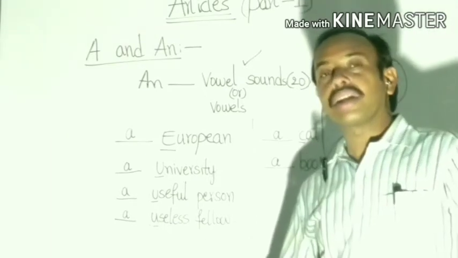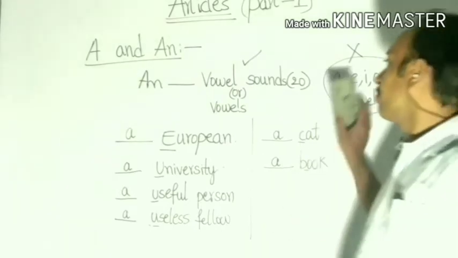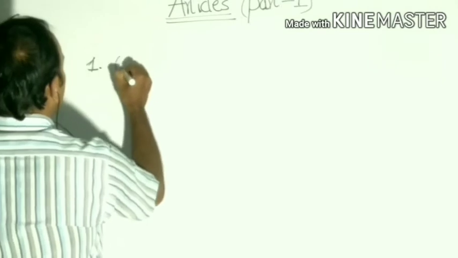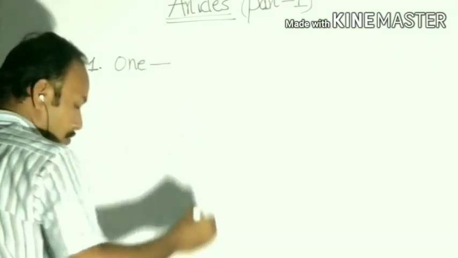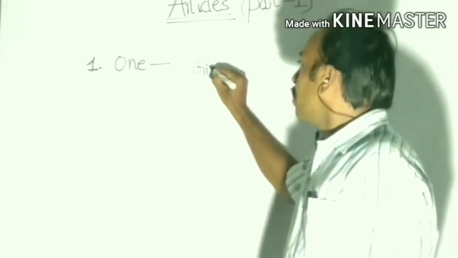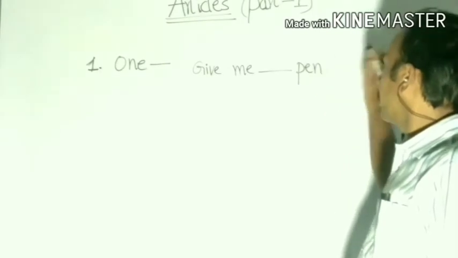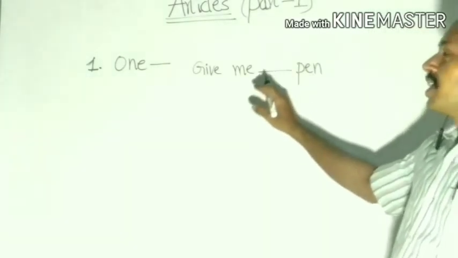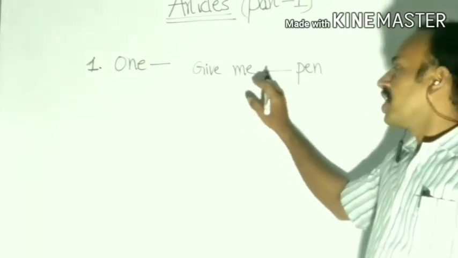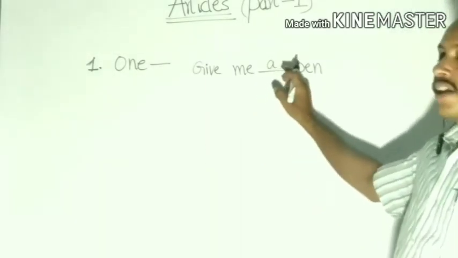Now, let us look at the context where we write a or an. When you want to convey that sense of one, you should write either a or an. For example, give me dash pen. You might have seen many people saying give me pen. It's a wrong sentence. They should say give me a pen. It's compulsory. A or an is compulsory.